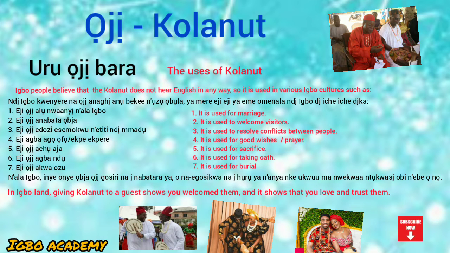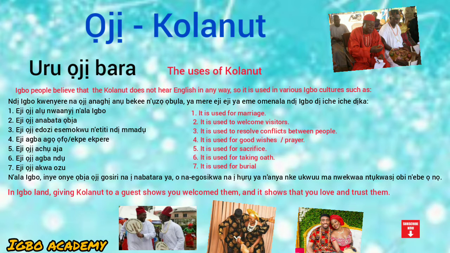Number 4, Eji Oji Agba Afo Ekpe Ekpere. It is used to make good wishes. Igo Afo is to pray, to wish good to someone or to something. Whenever there is an occasion, that's why the Kolanut is used. It is used to pray for good wishes, to pray for good things to happen to people. It is used to pray.